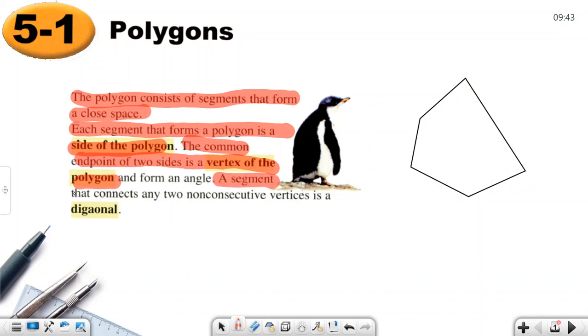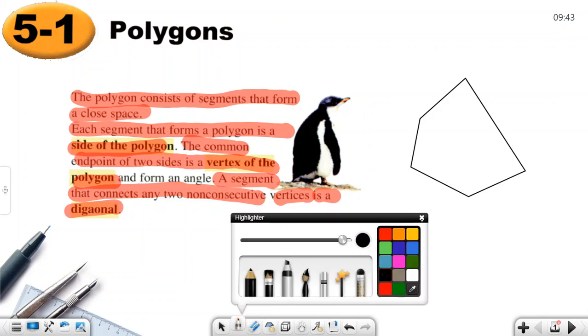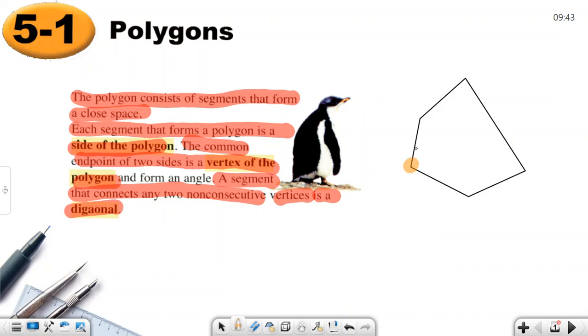A segment that connects two non-consecutive vertices is a diagonal. So what is non-consecutive? These two are consecutive, they are on the same line segment, or these two. As you see, they are on the same line segment. These two points. But when we talk about non-consecutive, they are not on the same line segments.